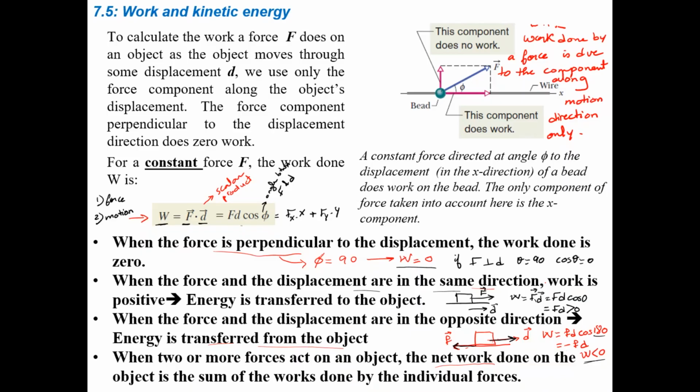We will say when the work is positive, energy is transferred to the object. And on the other hand, if the work is negative, then energy is transferred from the object. And finally, we also discussed if I have two or more forces acting on an object, we can study the net work done on the object, which is the sum of the work done by the individual forces. So I'll check the different forces, the work done by each one, I will add them up and obtain the net work done on this object.